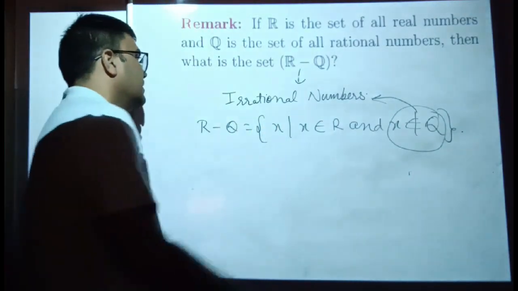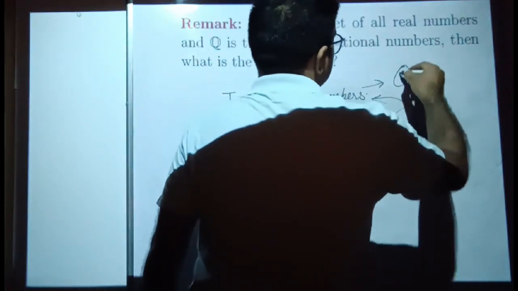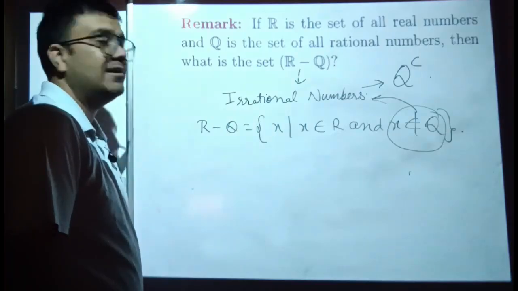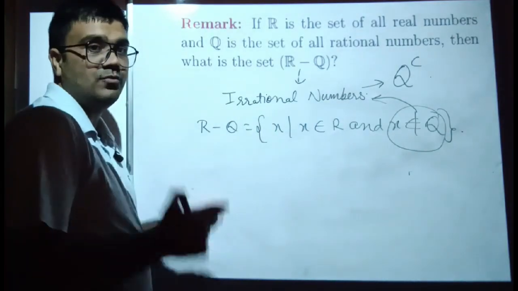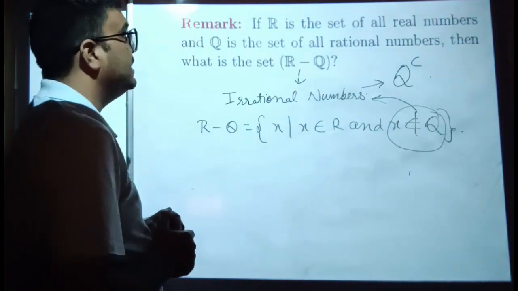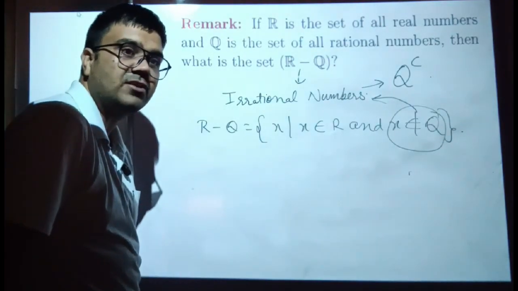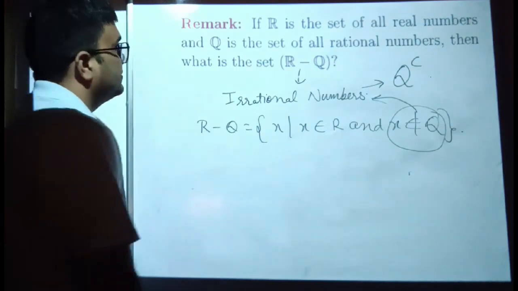Sometimes we write irrational numbers as Q complement. It means it is R minus Q. From the universal set, we are removing the set of rational numbers. From the real number set, we are removing the set of rational numbers.